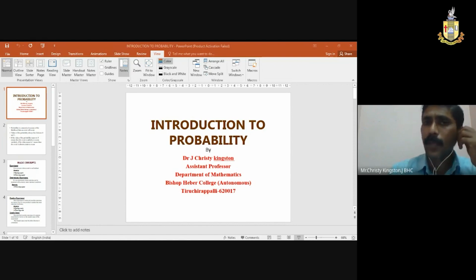Here we have some basic concepts. Basic concepts means first of all the experiment. For calculating the value of the probability, we need some experiment. If the experiment is undergone, then only the outcome will exist, and from that outcome we calculate the probability. So what is an experiment? An experiment is a process whose result is well defined. Well defined means it is predefined. Here are some examples.